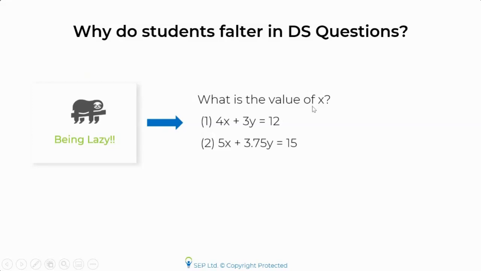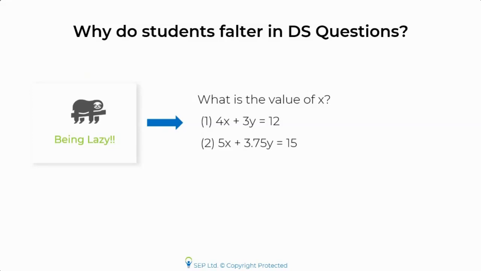You very quickly don't follow the process. You look at both these statements simultaneously. You look at both of them, and you'll say, okay, I need X. I have two equations. I just need to solve this simultaneously, and I'll get my answer, right? Now, I call this being lazy. Why do I call that? Because you're not even spending some time to actually solve and see whether you can actually get the answer or not.